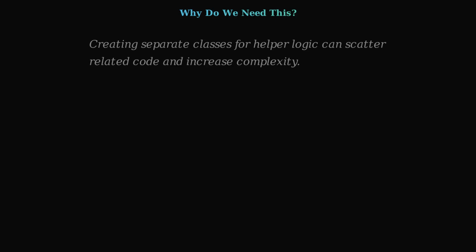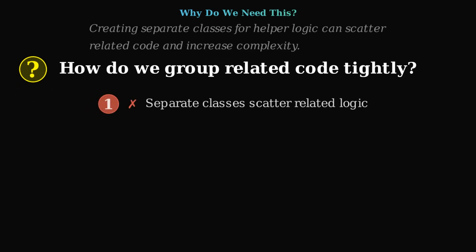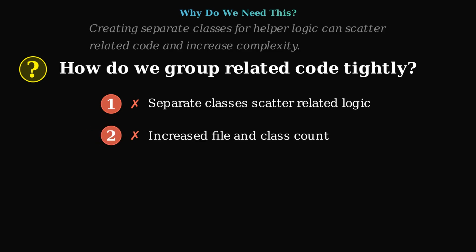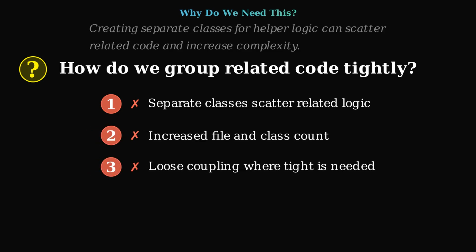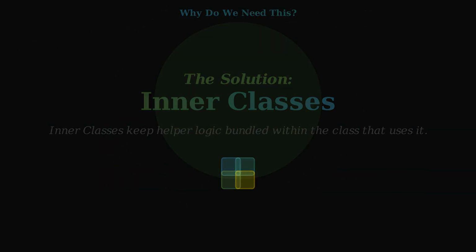Creating separate classes for helper logic can scatter related code and increase complexity. How do we group related code tightly? Separate classes scatter related logic, increase file and class count, and create loose coupling where tight is needed. Inner classes keep helper logic bundled within the class that uses it.